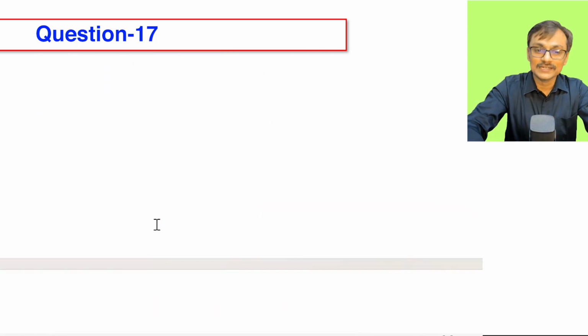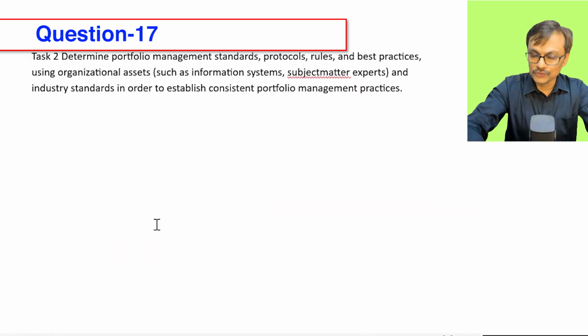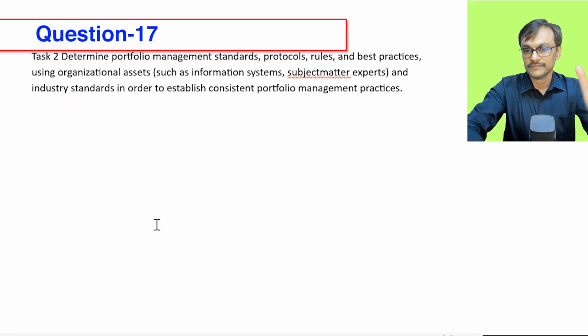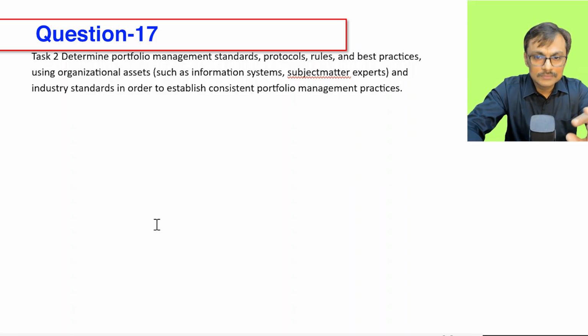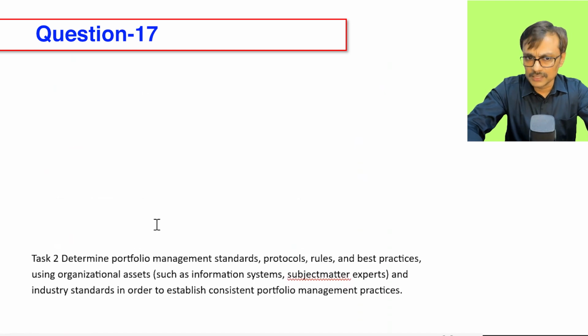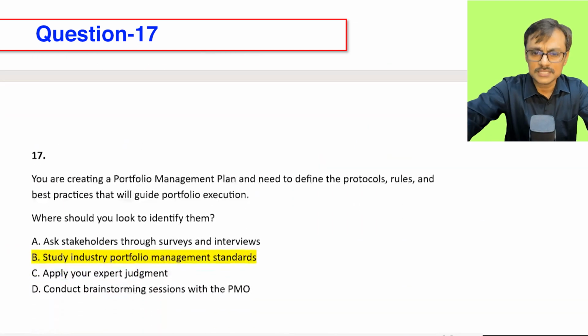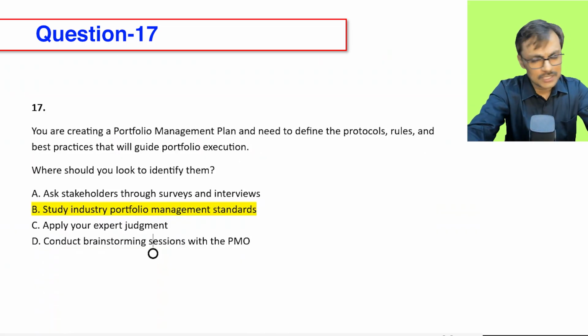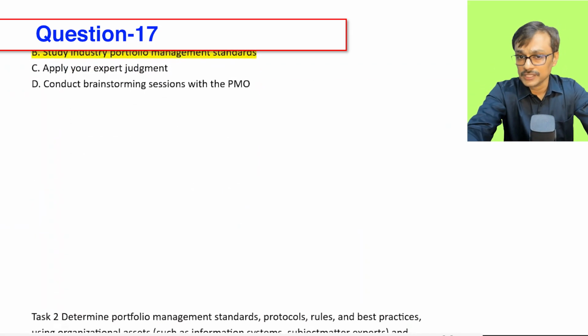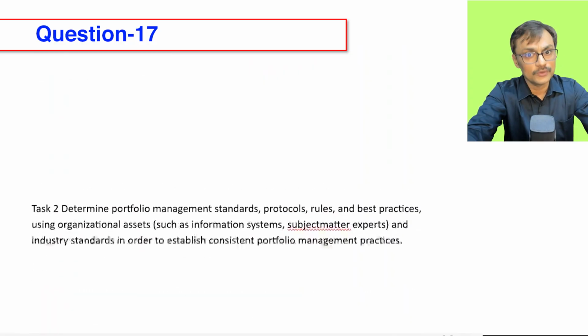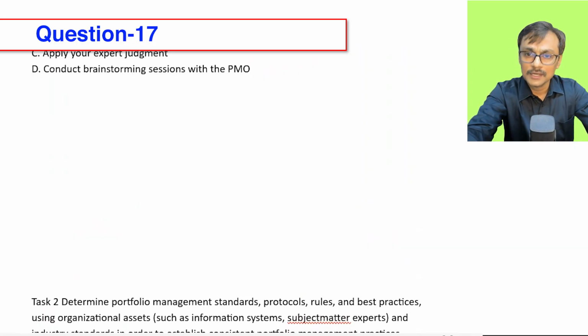So task 2 clearly tells: determine the portfolio management standard, protocol, rules, and best practices using organization assets and industry standards in order to establish consistent portfolio management practices. Yes, without knowing the task also you can choose this option, I guess, because it is pretty common sense. But if you are aware of those tasks, I need to get started with my enterprise environmental factors and organizational process assets, and they are input for your portfolio management plan.